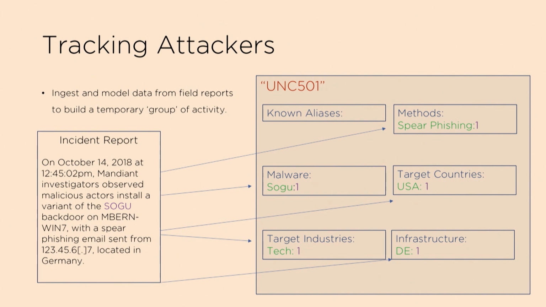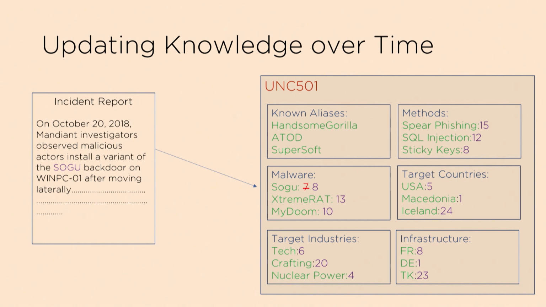So if we had an event, again made up, where we observed someone putting SOGU on my laptop, we would mark these numbers in these various categories. The method was, let's say, spear phishing. Malware was SOGU, a common Chinese APT malware. Target country US, and so on. Then over time, as we get more reports forensically linked to that activity, say it's part of a campaign, we would add more terms and observations to that document about that uncategorized group.